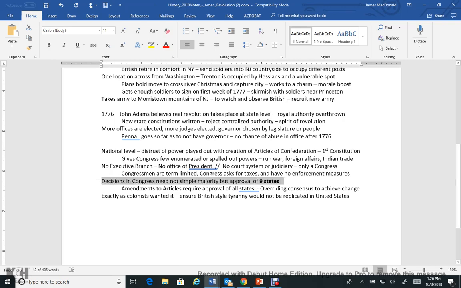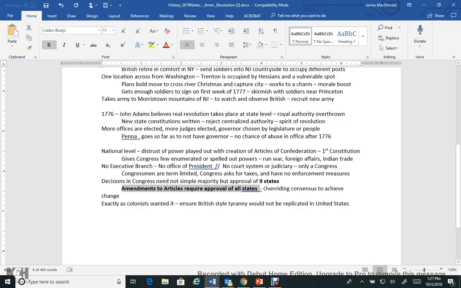That's an overwhelming support. Again, that avoids tyranny, avoids any collection of power in one place. If 9 states, what would be a majority of 13? 6.5, 7? So 9, make 9, and you have a really strong support for something. Now, when you go to amend or change the articles, you need the approval of all the states.